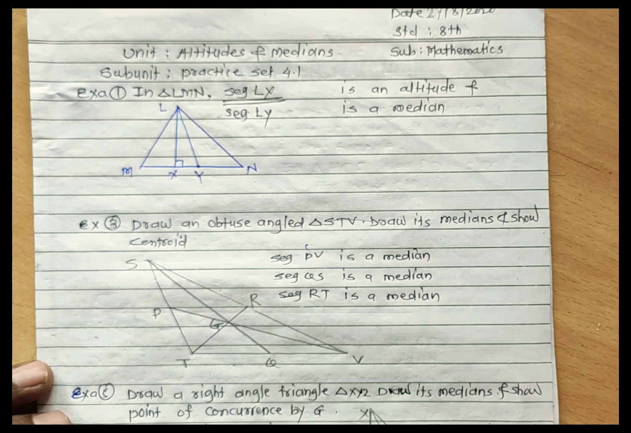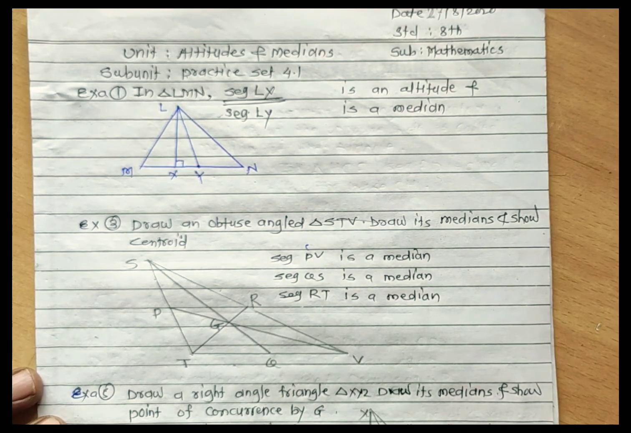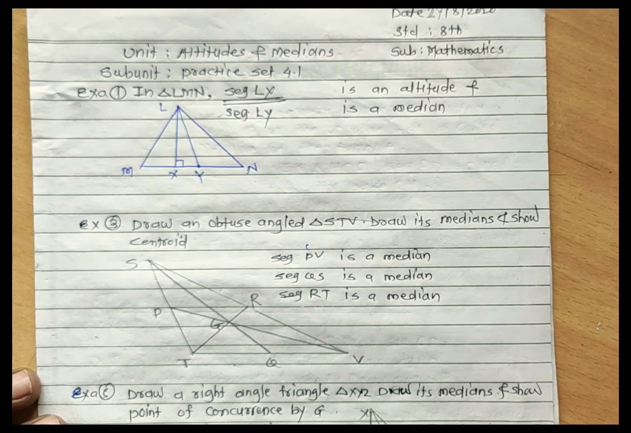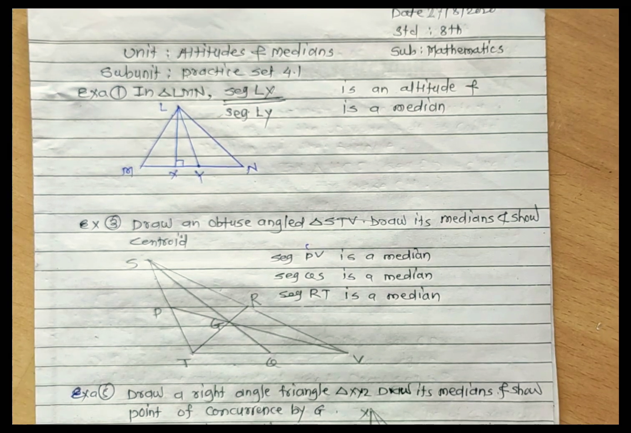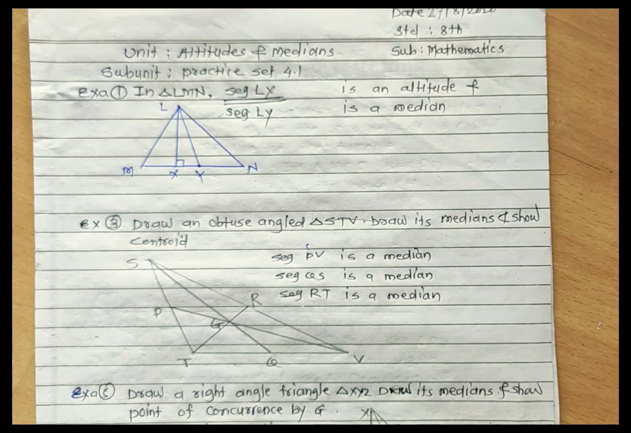The medians of a triangle are concurrent. Their point of concurrence is called the centroid and it is denoted by capital letter G. For all types of triangles, the location of centroid G is in the interior of the triangle. The centroid divides each median in the ratio 2:1. Now today we are going to learn the subunit, that is practice set 4.1.